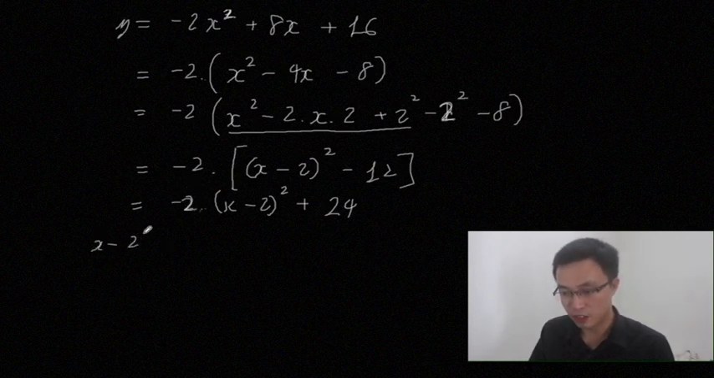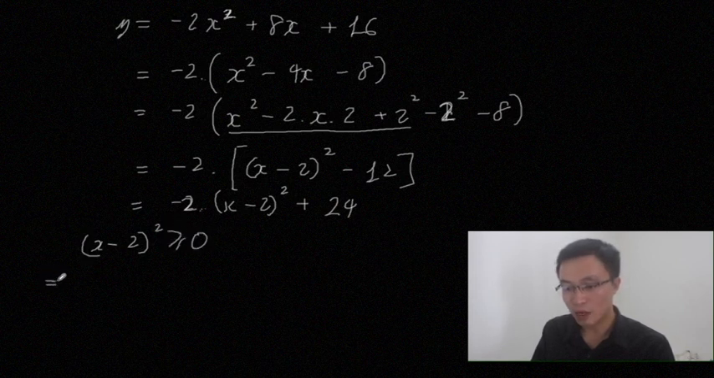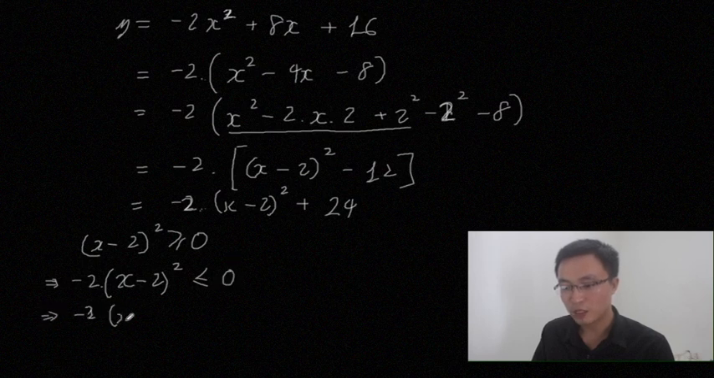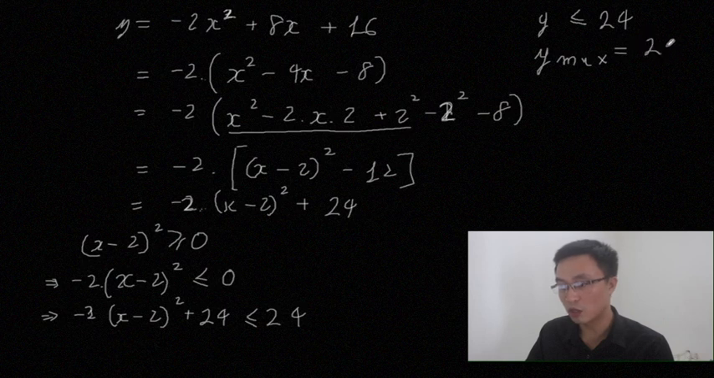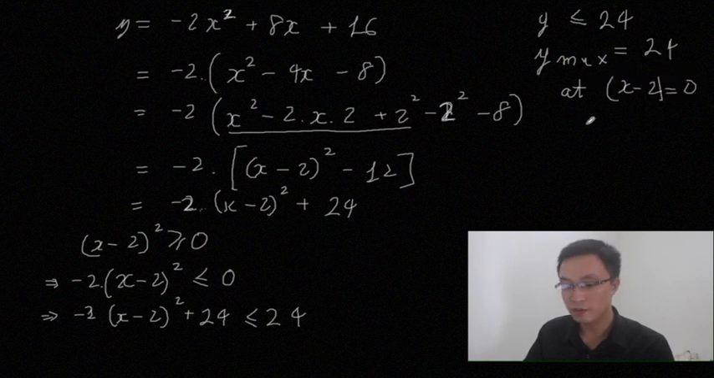Okay, so because (x minus 2) square is always greater than or equal to 0, and you multiply both sides of the inequality by minus 2, a negative number, you have to change the direction of the inequality, and 0 here, and I will add 24 to both sides of this inequality. So here you get 24. So that's why, because y is always less than or equal to 24, you will get y maximum equal to 24, and the condition for that is if x minus 2 equals 0 and x equals 2. Study the two examples for finding the maximum point of a quadratic equation using completing the square.